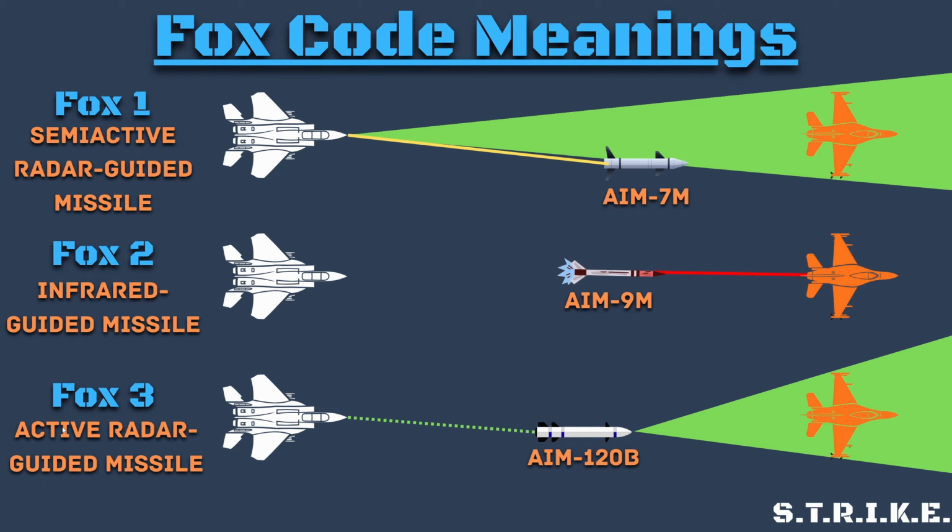FOX3 here. Active radar guided missile. These are your FOX3s that you're so scared of, the AIM-120s, the Phoenix, the R-77s, stuff like that. That is what this is.